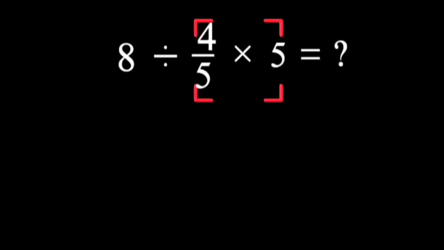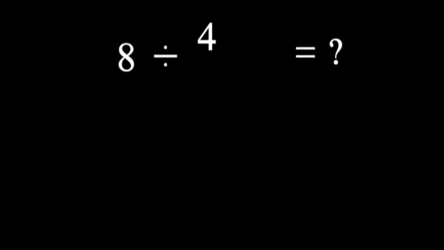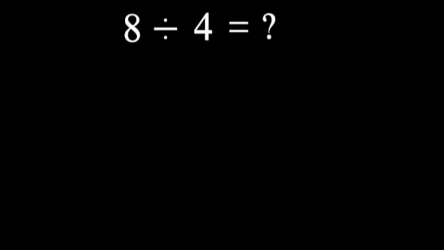First, we perform this multiplication. 4 over 5 multiplied by 5. The 5 cancels with the other 5, and only 4 remains. In the end, 8 divided by 4 equals 2. But this answer is not correct.